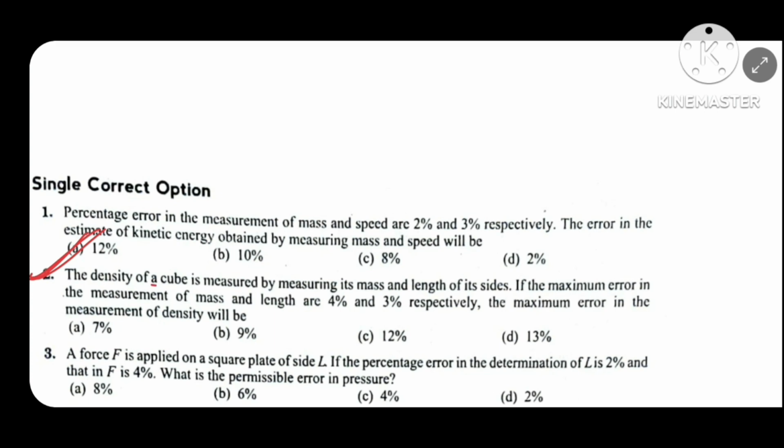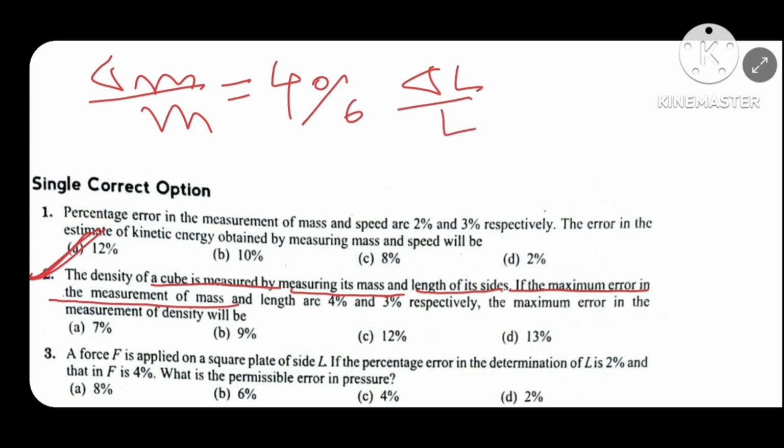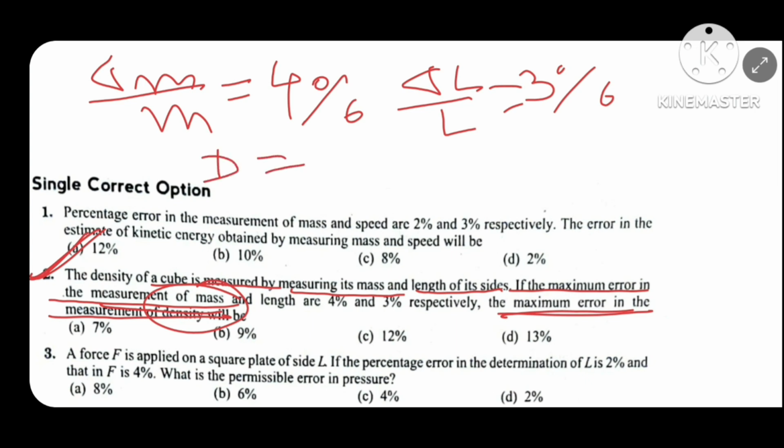The density of a cube is measured by measuring mass and length of its side. The maximum error in measurement of mass, that is delta m by m, is 4%. And delta L by L is 3%. Now we have to calculate the error in measurement of density. Now D equals mass by volume. Now volume of the cube is L cube, so this is mass by L cube.